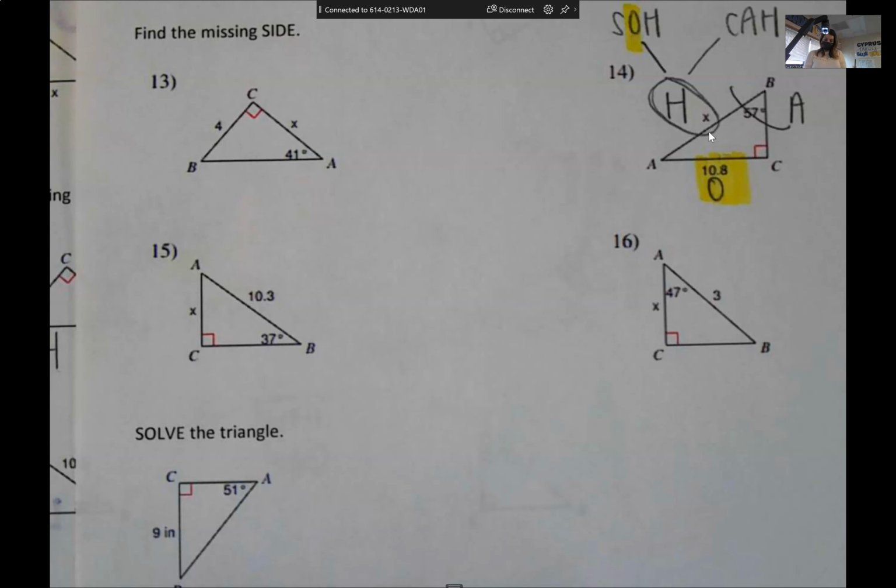So you only have to take it as far as deciding, are you using SO, CA, or TOA?